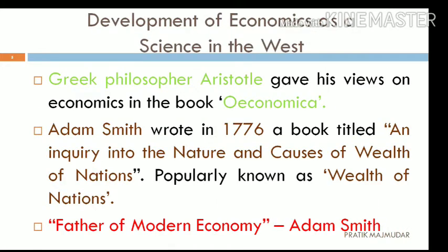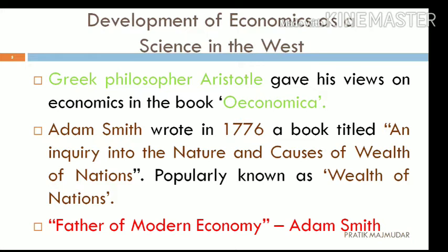Now, what was the development of economy in western countries? Let's see the topic: development of economics as a science in the west. The Greek philosopher Aristotle, we have heard the name Aristotle the Great, gave his views of economics in the book Oeconomica. You have to remember this word, Oeconomica. In the same way, Adam Smith wrote a book in the year 1776. The title of the book is An Inquiry into the Nature and Causes of Wealth of Nations. So popularly this book is known as Wealth of Nations. He gave the concepts related with the economy in the year 1776 in his book An Inquiry into the Nature and Causes of Wealth of Nations.